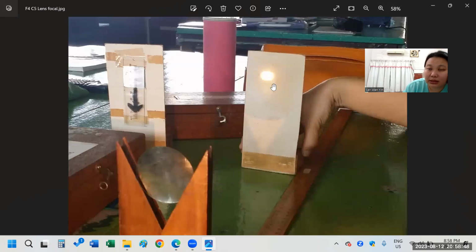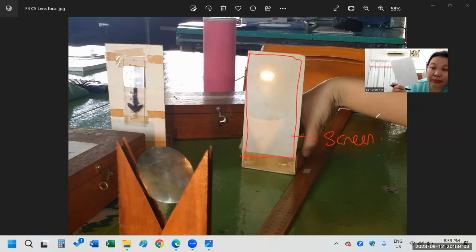Okay, this is a screen. A screen means a board, anything solid. For example, this paper can be a screen too. Then, can you see this red dot?